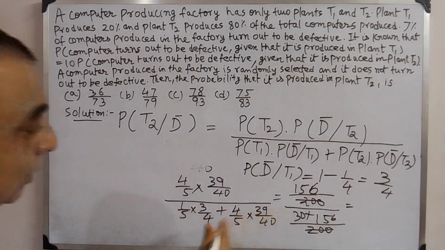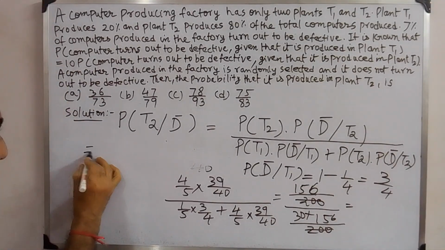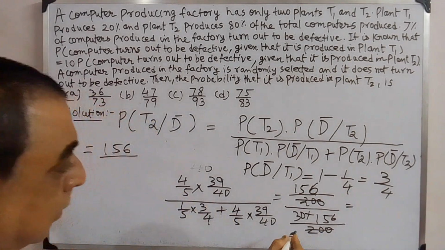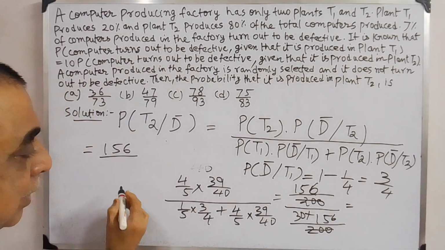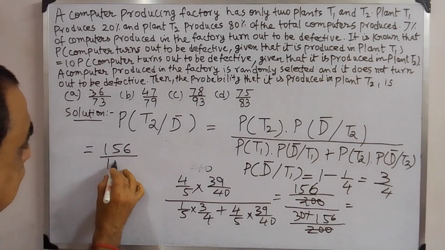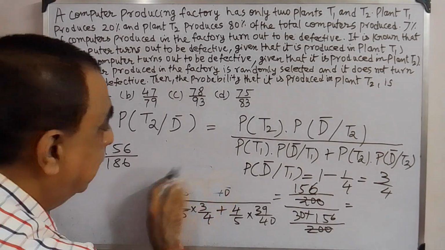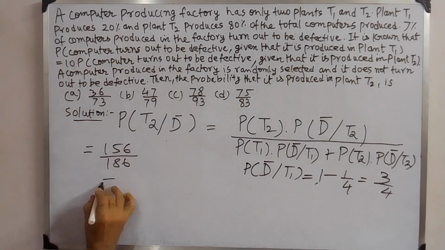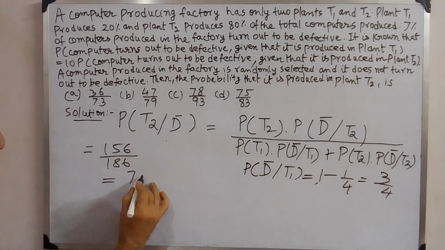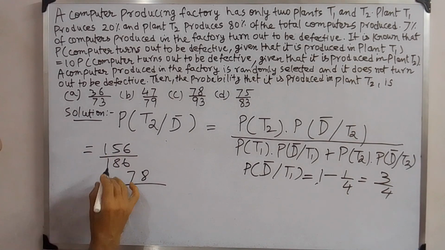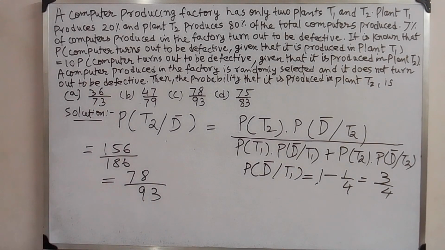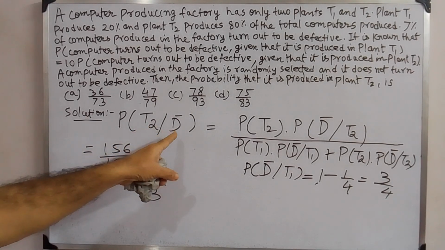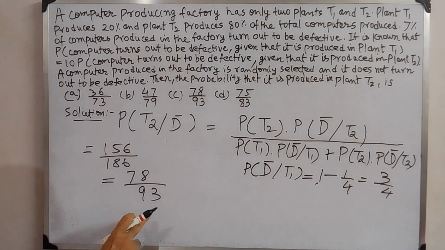So this is equal to 156 divided by 30 plus 156, which is 186. Now cancel with 2 here, cancel with 2. So what we are getting here is 78, and this is 93. So that is the probability of the computer produced in T2 provided that it is non-defective, which is 78 by 93.